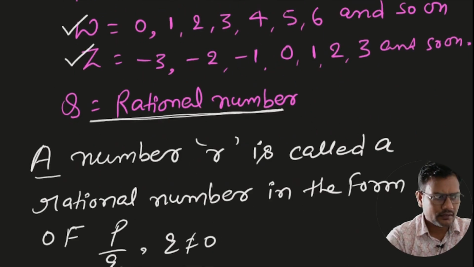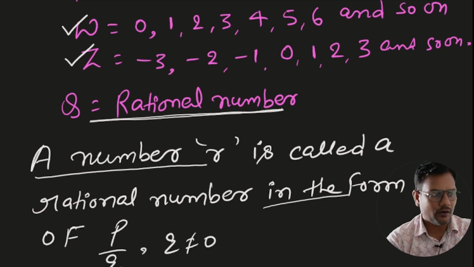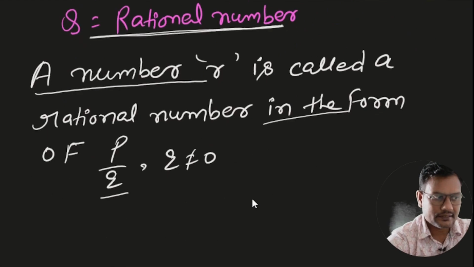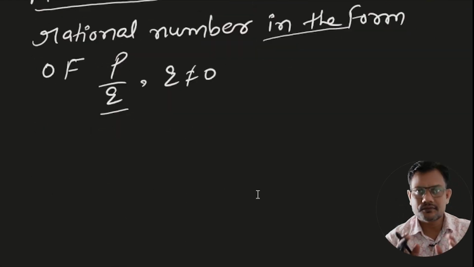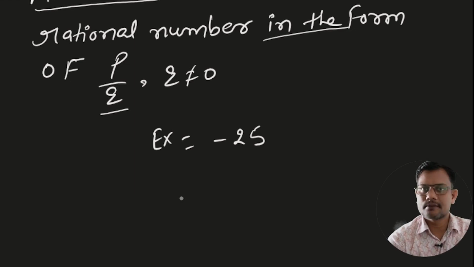A number r or q, you can take any number as an example, is called a rational number if it is in the form of p by q, where q is not equal to 0, right. A rational number is always in the form of p by q. See, as an example I have taken -25.